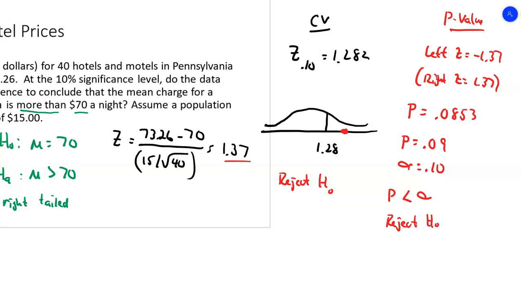At the 10% significance level, there does seem to be enough evidence to reject the null in favor of the alternative hypothesis that the average price of a hotel room in Pennsylvania is more than $70 a night. And again, do you see the importance of the significance level? If this significance level was, let's say, 5%, then instead of saying reject the null, I would be saying do not reject the null, because that p-value of 0.09 is greater than 0.05. But if we're going to do it at the 10% significance level, then yep, we got enough. Reject the null in favor of the alternative hypothesis.